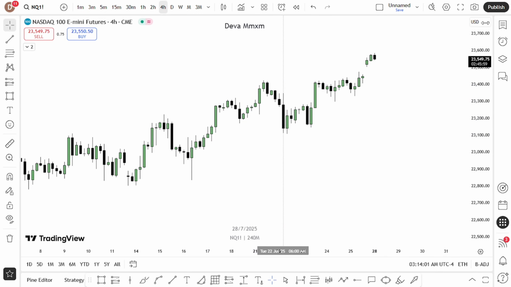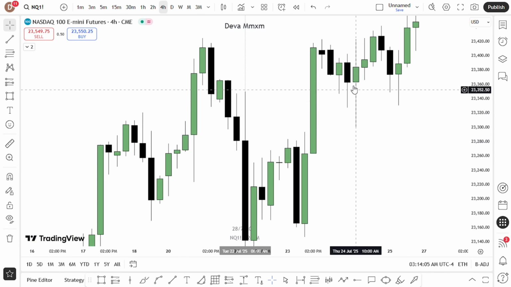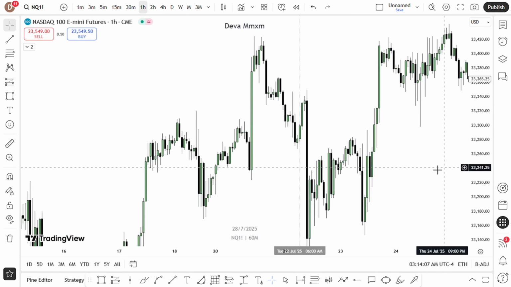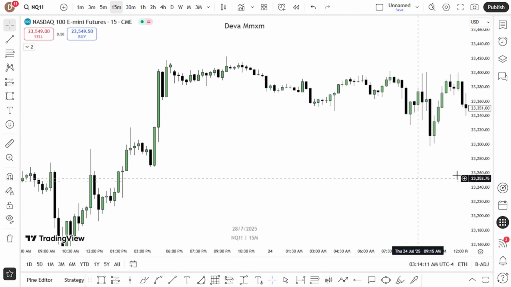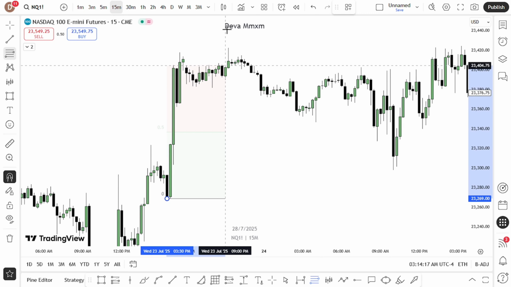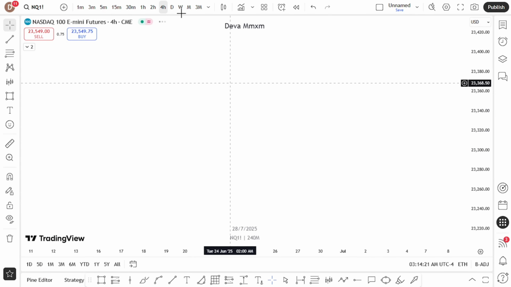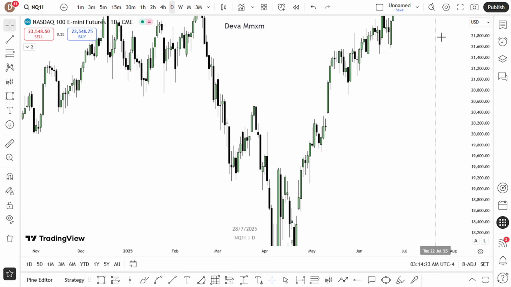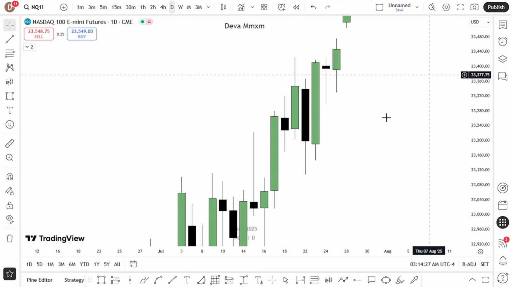And this is a reversal here. There's a 15-minute structure, so it can be fractalized. So that is our 4 hour. If I go to the daily time frame, this is the daily time frame.